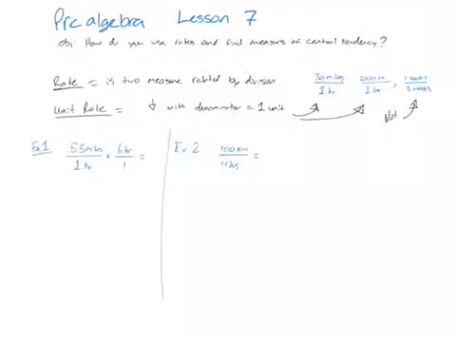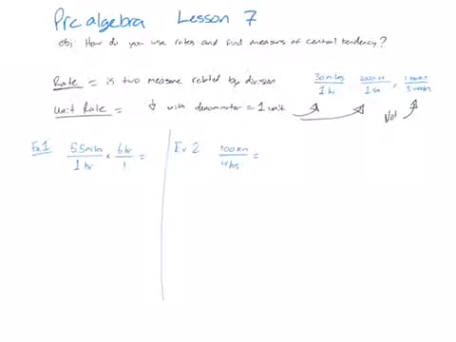This is Pre-Algebra, Course 3, Lesson 7. Our objective is how do you use rates and find measures of central tendency. So kind of two parts. The first part is rate. First of all, I guess you need to know what a rate is. A rate is two measures related by division.